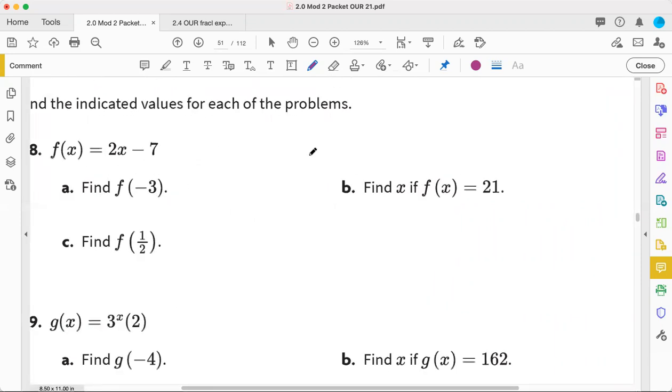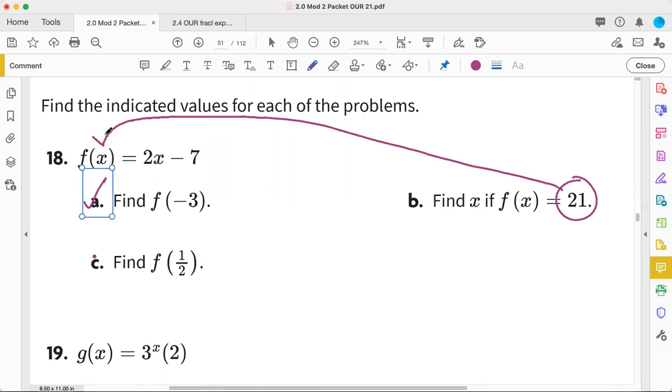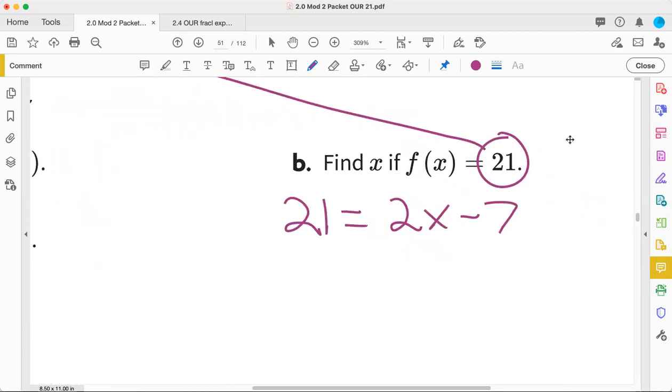So we have this function and I'm going to leave A and C for you. B, let's look at B. Find x if f of x equals 21. So they're saying that the outcome here's 21. So just replace it. And does this look like something we could solve? Perhaps with SAD MEP. I think it is.